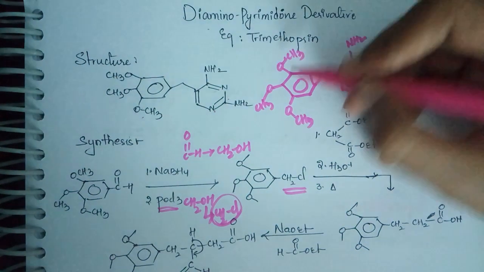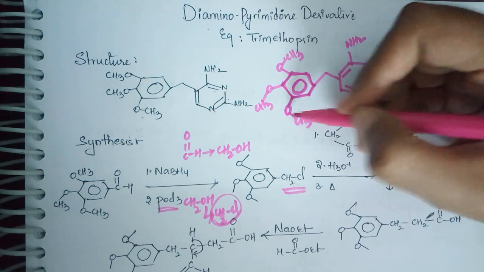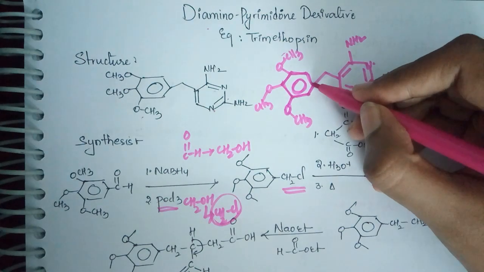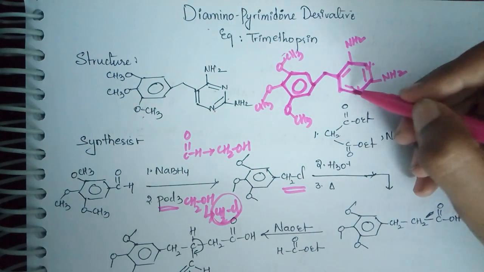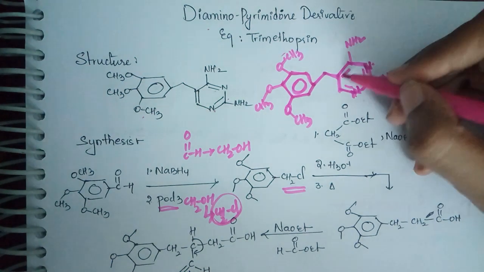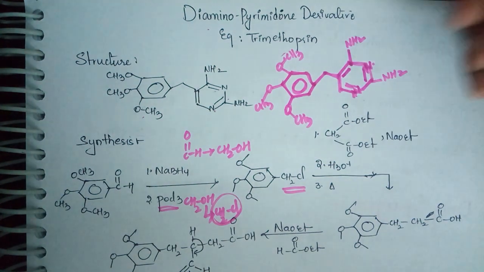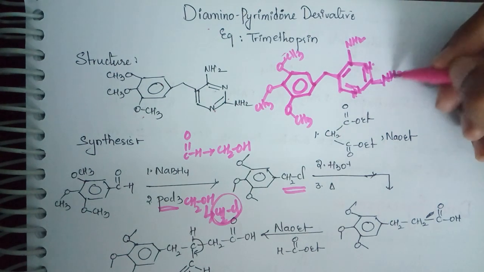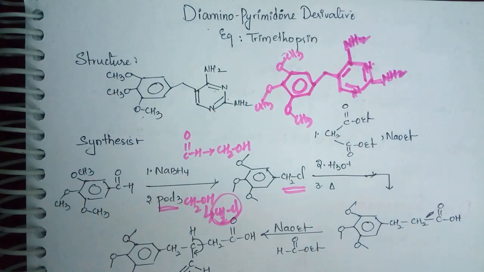How to draw this structure is first draw 6-membered benzene ring and keep 3 OCH3 groups. After keeping these 3 OCH3 groups, keep CH2. This is attached to a 6-membered ring where nitrogen is present at 1 and 3rd position. Later, make it aromatic. Once it is aromatic, you keep amine group between 2 nitrogens. Keep 1 amine group. Second amine group will be adjacent to this nitrogen.